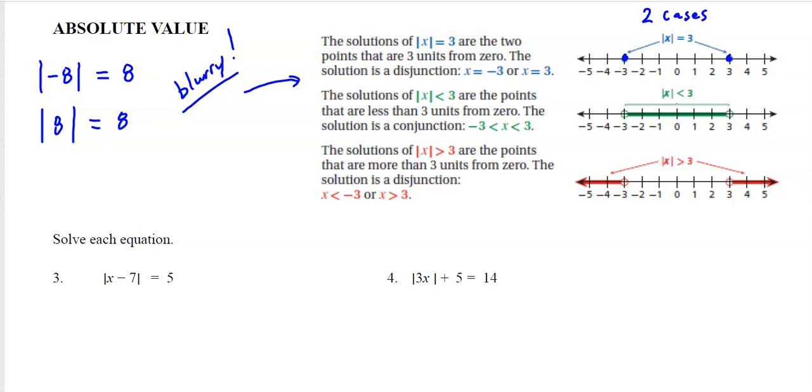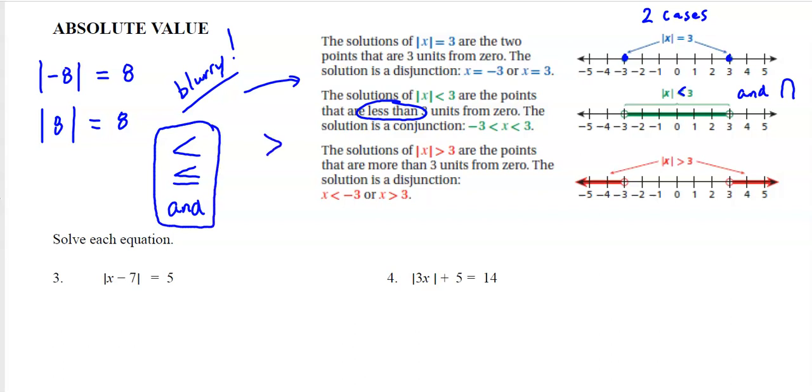Now, when the absolute value is less than a number, it's going to be all the points in between two numbers, and it's going to be one of those intersections, so it's going to be an and problem or an intersection problem. So that's a big thing you want to remember: if it's less than or equal to, it's going to be an and problem.